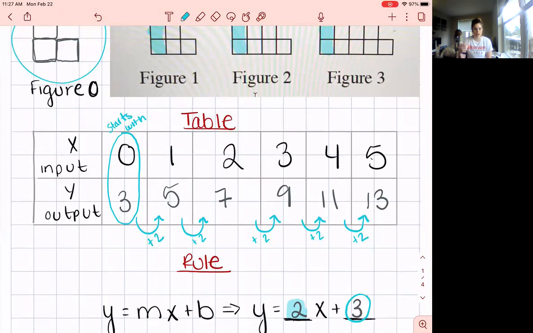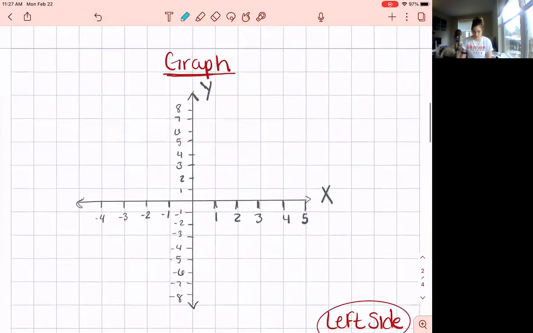All right, now is our new one, go ahead and copy this graph down. So this is the last thing going on your right side, so find space for it. Get this graph in. We'll pause it here. Okay, so we can do this two ways, right? We can use our table to graph, or we can use our rule to graph.